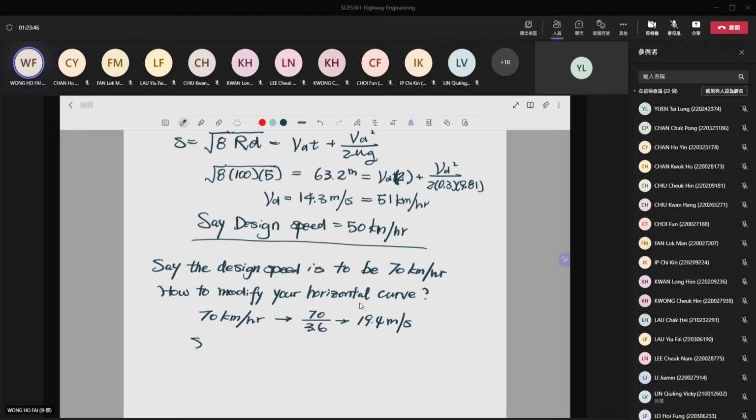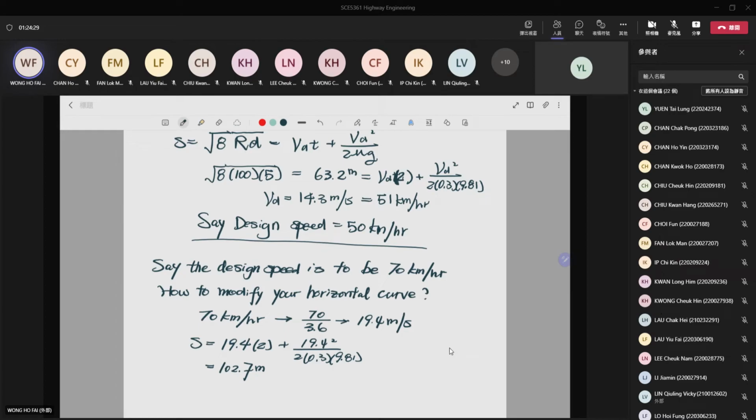The stopping sight distance is equal to the speed times the reaction time plus the V D, 19.4 squared, over 2 mu G. And actually it is equal to 102.7 meters. So what does that mean? That means if you have 70 km per hour, your stopping sight distance will increase to 102.7 meters, okay?